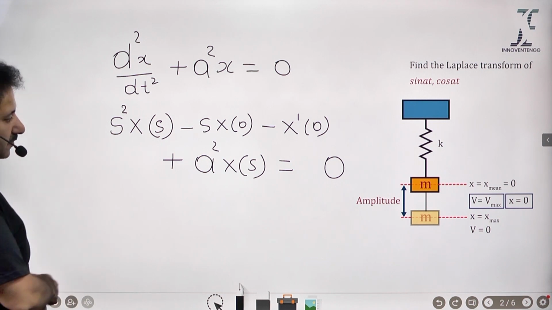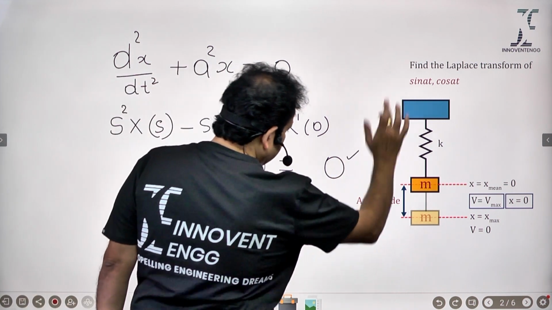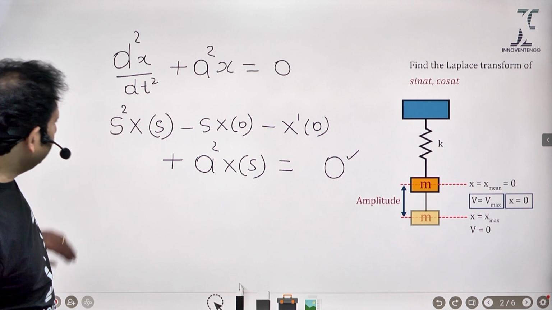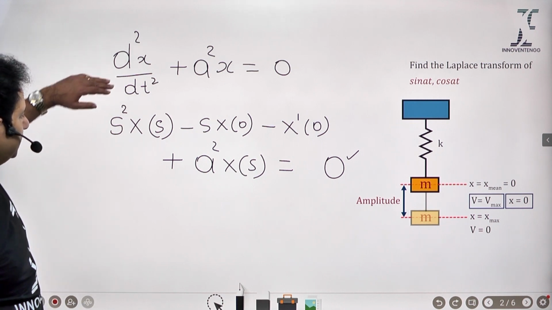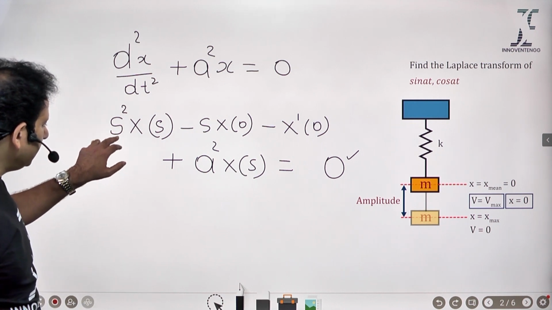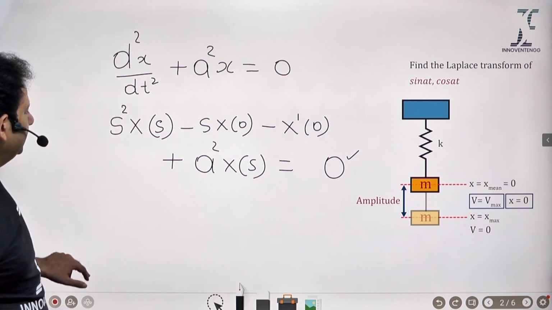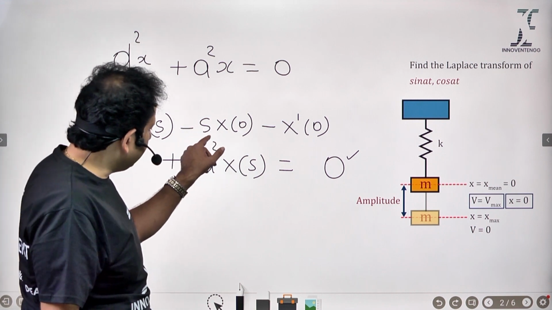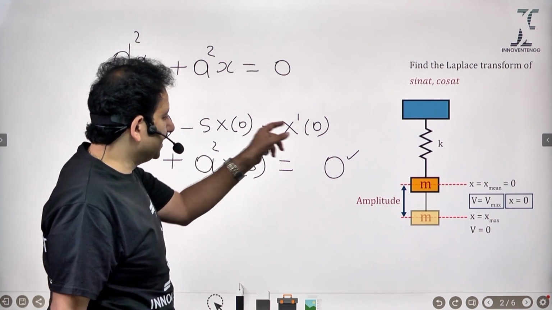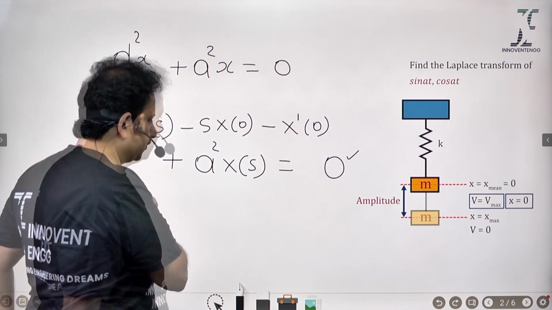So it's a matter of common sense. So the RHS continues to remain 0. Clear? When I took the Laplace transform for the second derivative, it is s square X of s, where X is the term that we used for designating displacement, minus s into X of 0, minus X dash of 0, plus a square X of s.